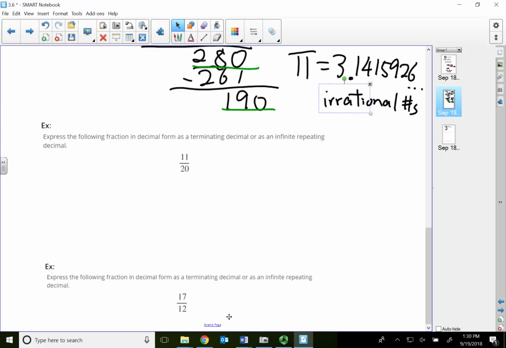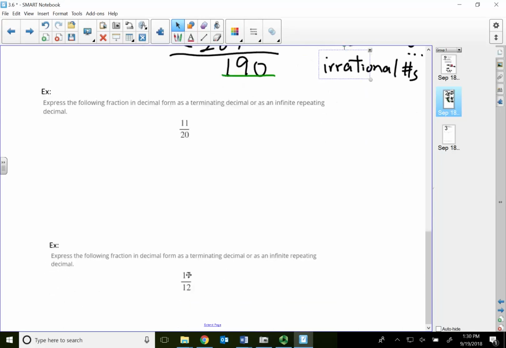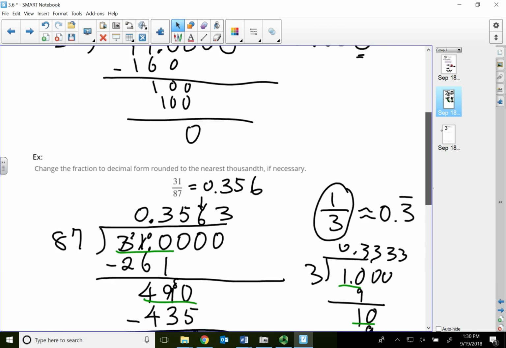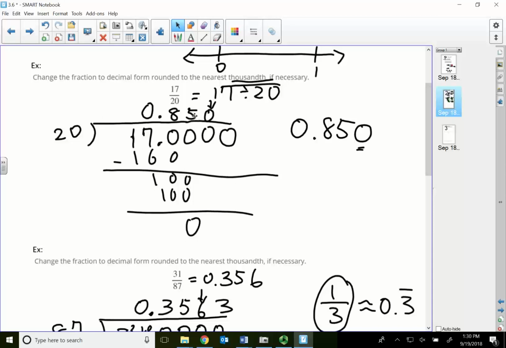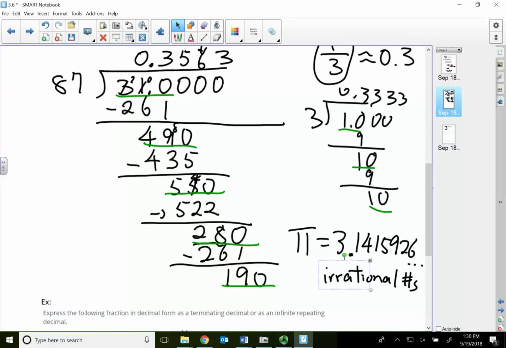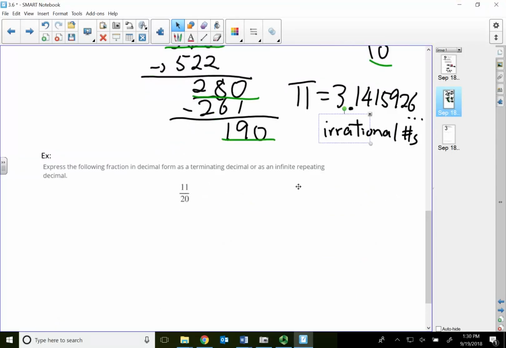All right, let's try again. This one says, express the following fraction in decimal form as a terminating decimal or as an infinite repeating decimal. Terminating decimal simply means there is a last digit, like this 5 was the last digit. It terminated at the 100th place. If it does not terminate, it will have some sort of repeating pattern, and that repeating pattern will never end.